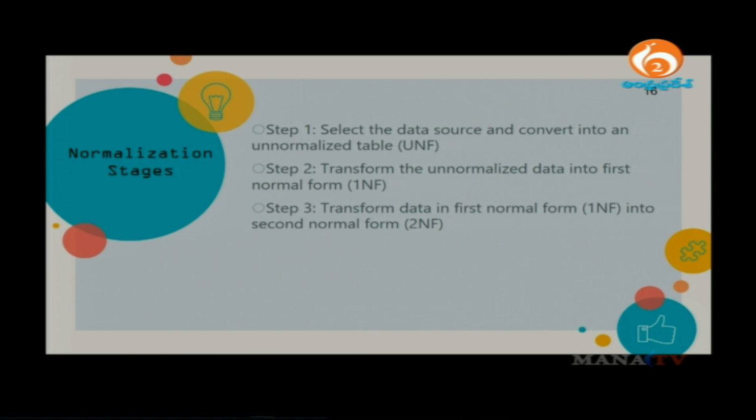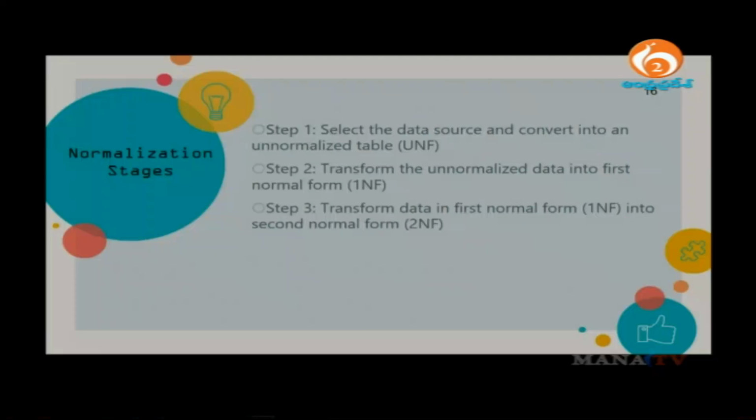First, get the table which is in unnormalized form, nothing but select anything which is not in normal form. Then transfer that unnormalized data into first normal form, nothing but data which is not properly normalized. First convert that into first normal form.